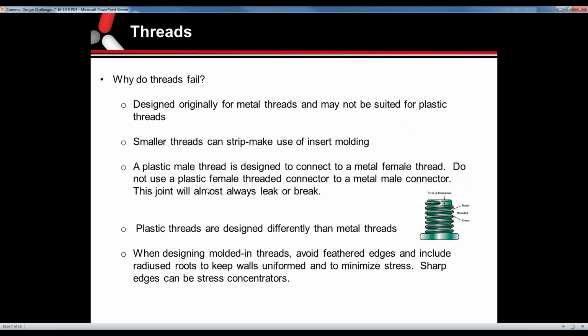All right. Threading. We do quite a few parts with threading, and we see a lot of problems when customers are moving from metal parts to plastic. Any threads that were designed originally for metal may not translate to plastic. Plastic threads need to be designed a little bit differently than metal. Smaller threads we can make use of.